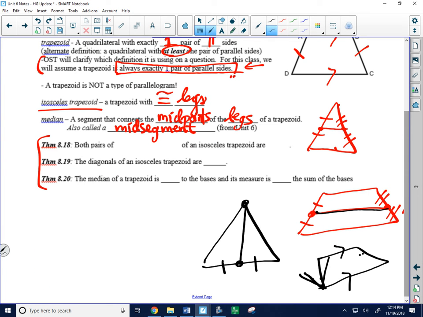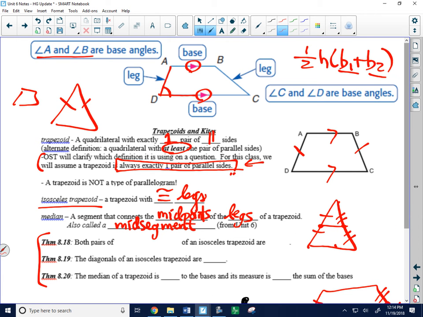Now here are the properties. They are going to be very similar to the ones for triangles. So just as in a triangle, do you remember the isosceles triangle theorem? If you have two congruent sides, then what happens? Isosceles triangle theorem: the two angles on the bottom, the opposite angles, are congruent. Same thing for a trapezoid.